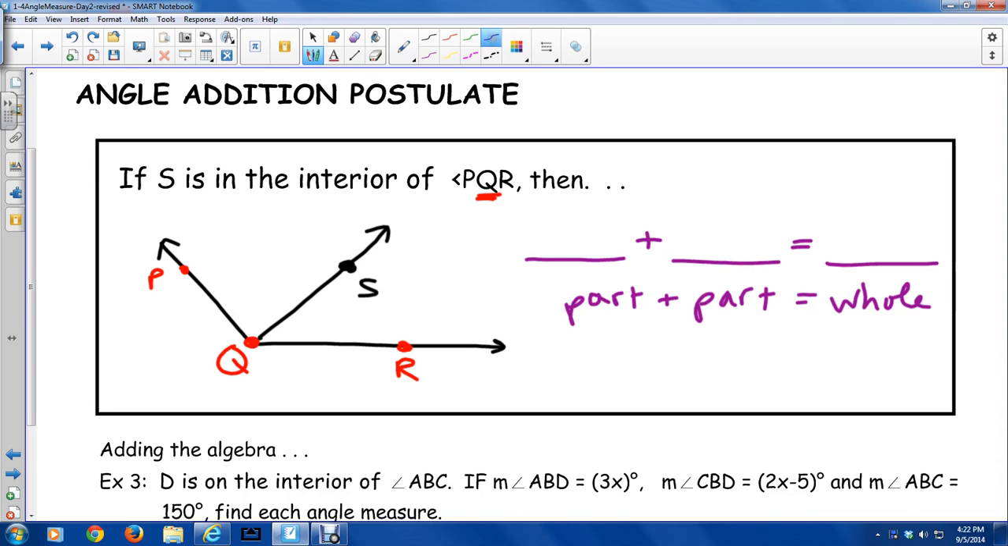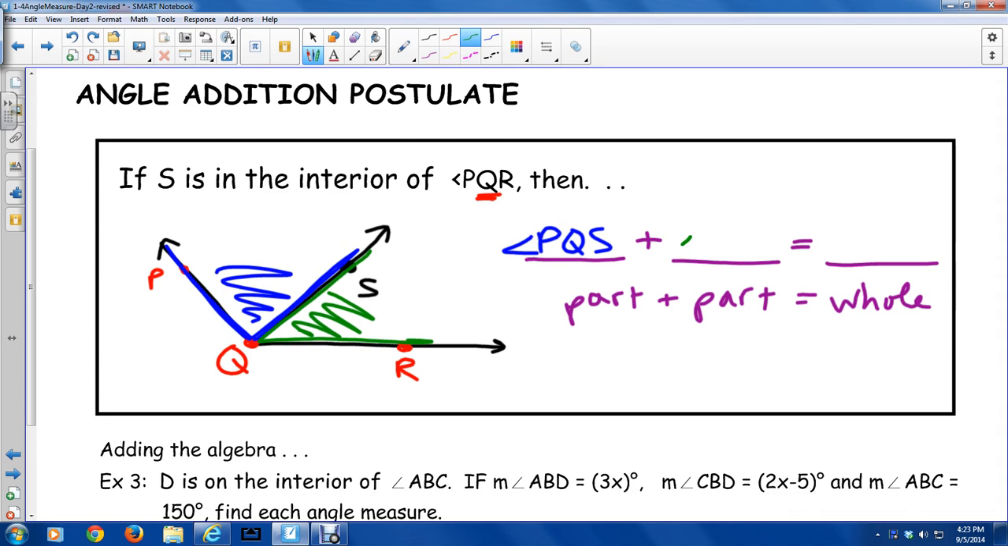So if we're looking at this picture, we've got angle PQS, this one over here, is one of the parts of this picture. Angle SQR is next to it. And if we take angle PQS, we add angle SQR to it, then we're going to get angle PQR. We're going to have this entire amount here. That is our whole.